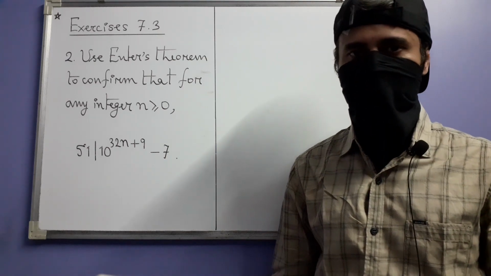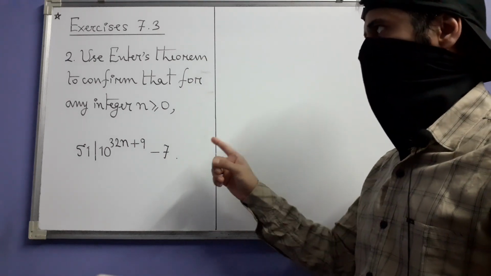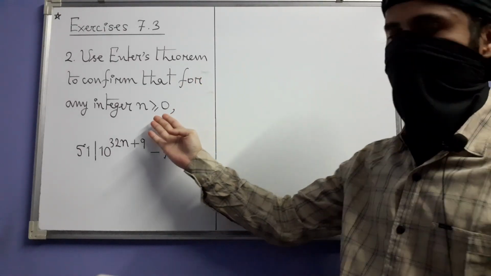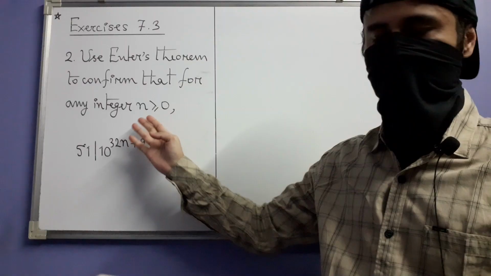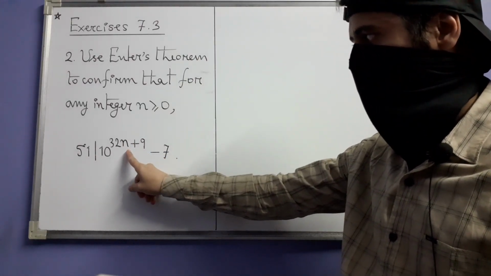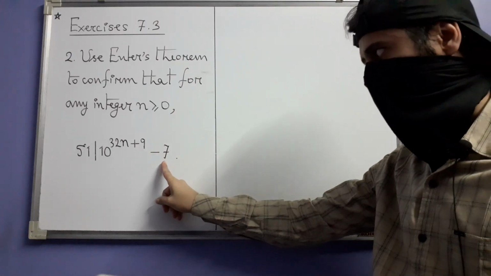So let's now start the exercises. Let's start with number 2, where we have to use Euler's theorem to confirm that for any non-negative integer n, 51 divides this number 10 to the power 32n plus 9 minus 7.